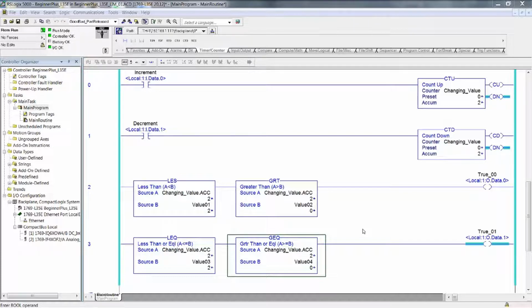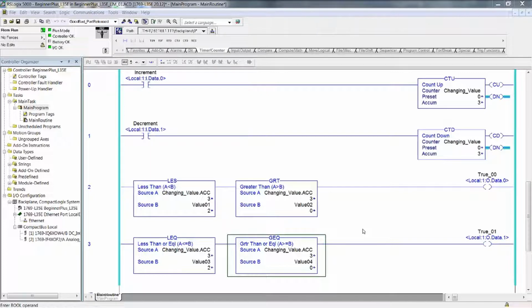Okay, we're at 2. Is either rung true? Yes. Why? Rung number 3, less than or equal to and greater than or equal to are inclusive of source B. 2 is not less than 2, but equal. 2 is equal to 2, and 2 is greater than 0. Increment the change in value to 3.